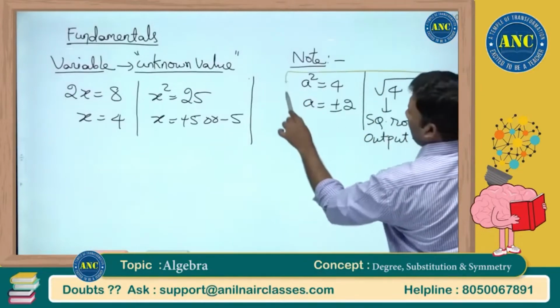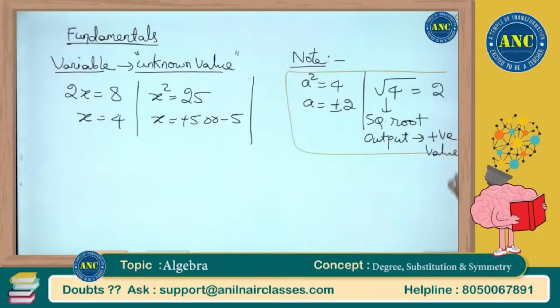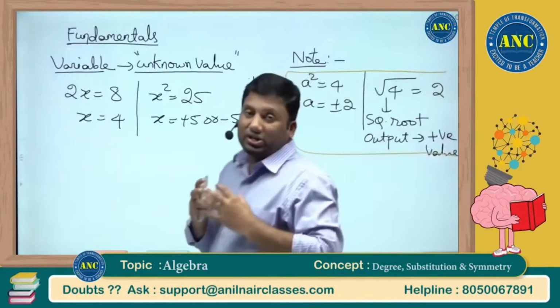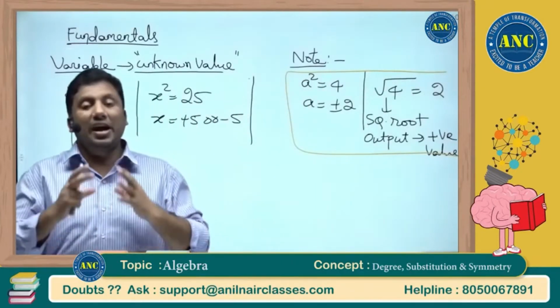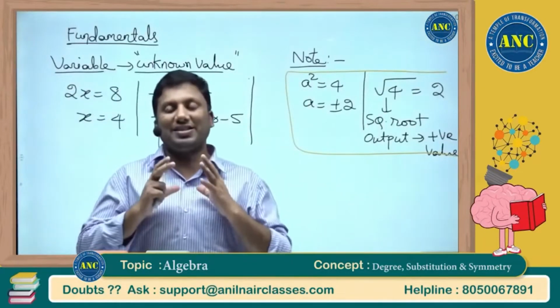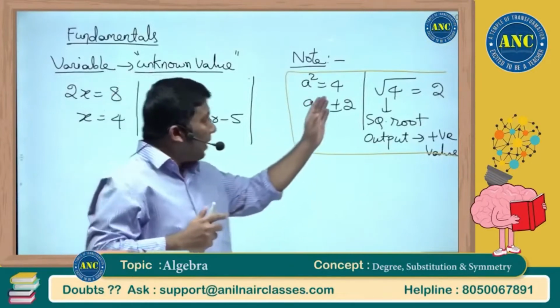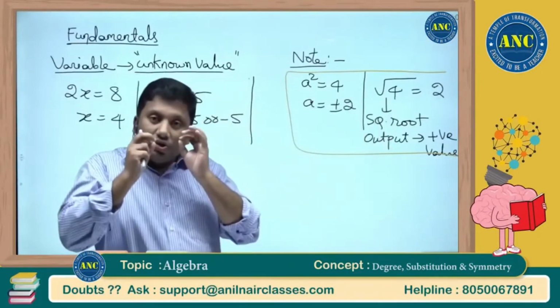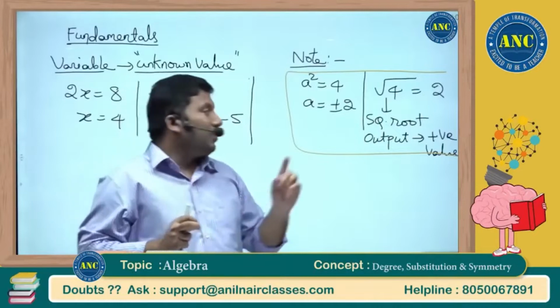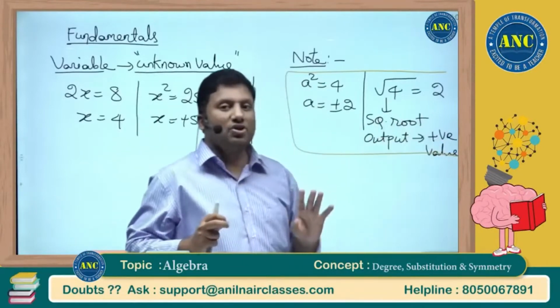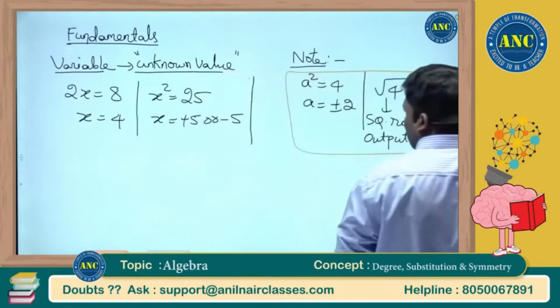Please make a note of these very, very good examples, sir. Square function, x square is equivalent to 16. X can take plus 4 or x can take minus 4. But under root, if it is there, square root of a function, the output will always be a positive value. In a hurry, don't make this mistake.